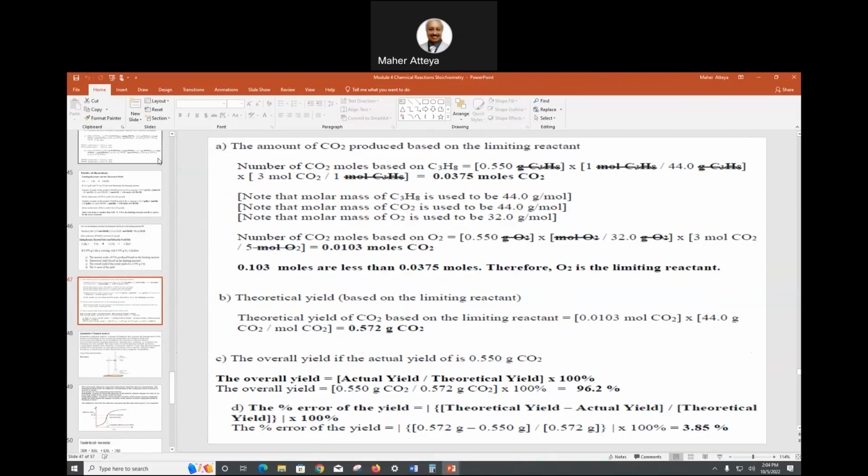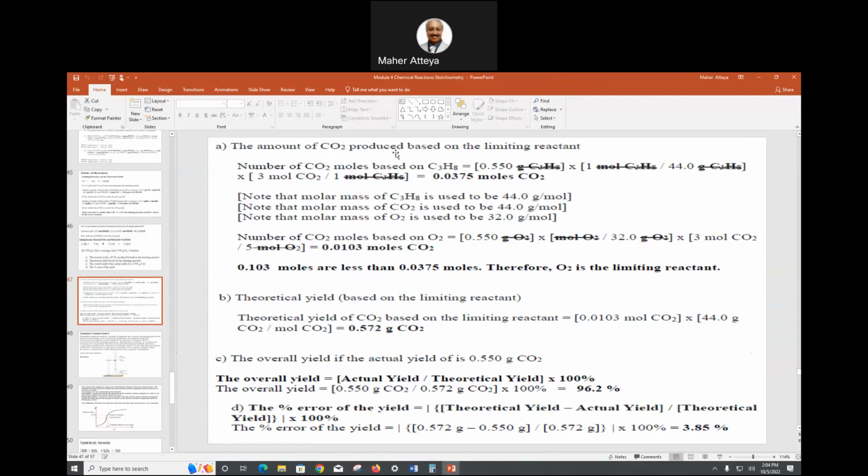What is the percentage error? Theoretical minus the actual, divided by the theoretical, multiplied by 100. Now let's look at the example here. This is an example, and then I will stop because the other stuff, don't worry about it. That will come later on in the titration and everything. But this is the last example, which is very important.